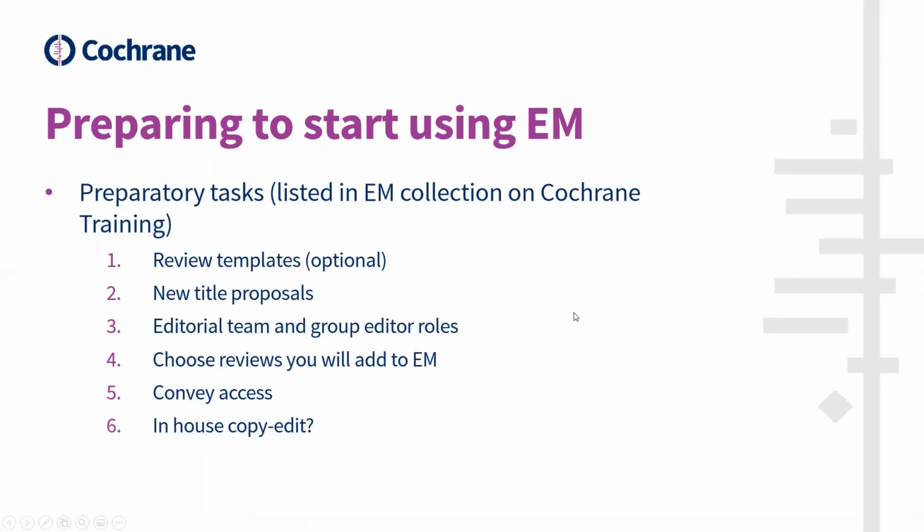As I said, you've got a few tasks to go through. Some of them are optional, such as saving review templates in Archie with a particular naming convention, which will ensure that the correct RevMan file is picked up when you register the title in Editorial Manager. The second task is to prepare for receiving new title proposals. When you're using EM, authors who are interested in writing a review with your group should be submitting those proposals via Editorial Manager. So if you have a review proposal form of your own on your group website, we're advising you to take it down and replace it with a link to your group's EM homepage. There's more information on that on the training website.